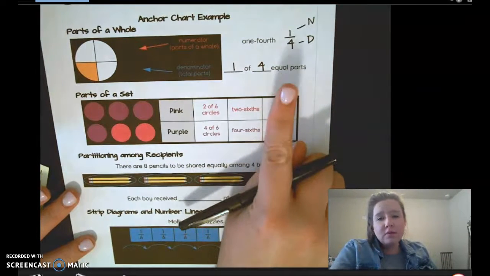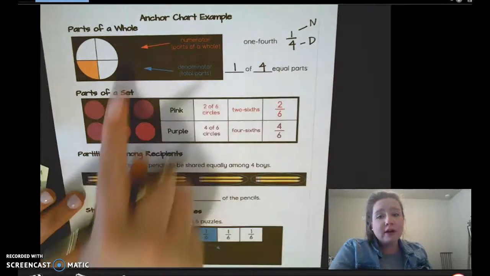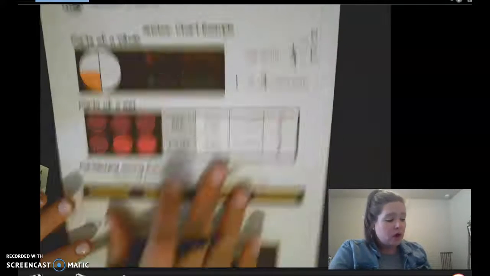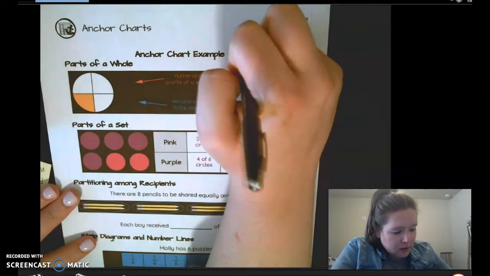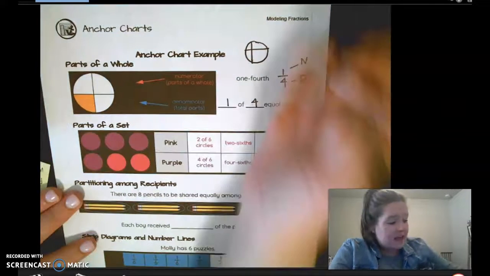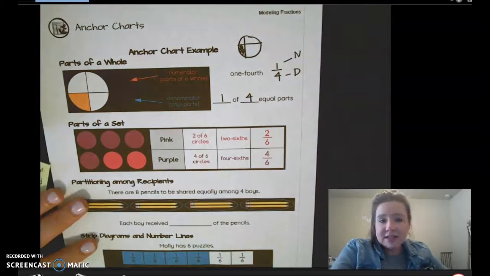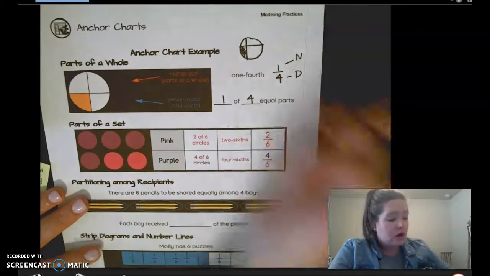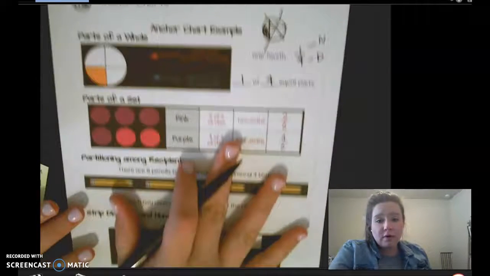It's really important that we remember that our parts have to be equal, okay? I cannot draw a circle and do that and say that I shaded 1/4. That is not 1/4 of my circle, all right? We cannot do this. Your parts must be equal, okay?